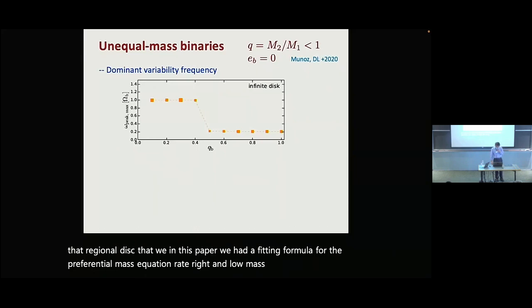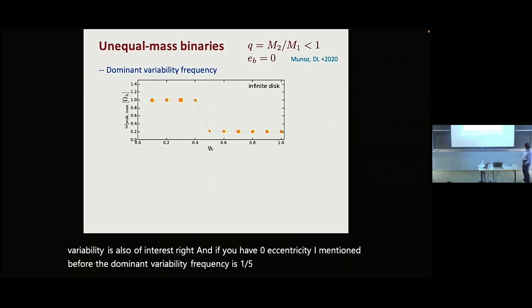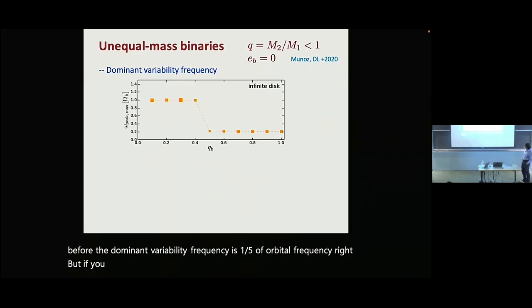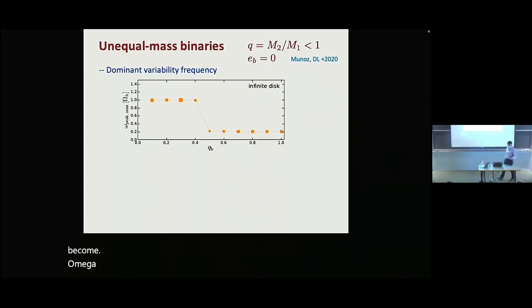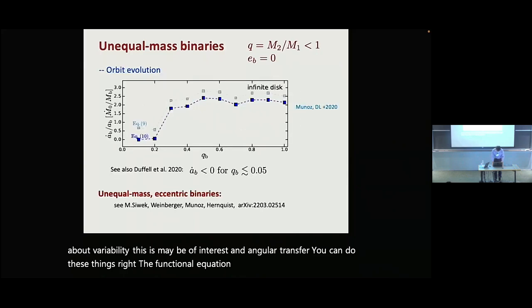The variability is also of interest, right? If you have zero eccentricity, as I mentioned before, the dominant variability frequency is 1/5 of the orbital frequency, right? But if you go to low mass ratio, the dominant variability becomes omega B, the orbital frequency. This is of interest if you care about variability. And angular momentum transfer, you can do these things, right? As a function of accretion rate, mass ratio, and so on.